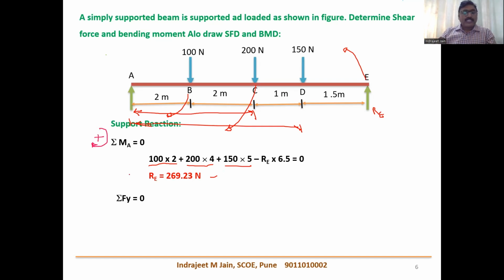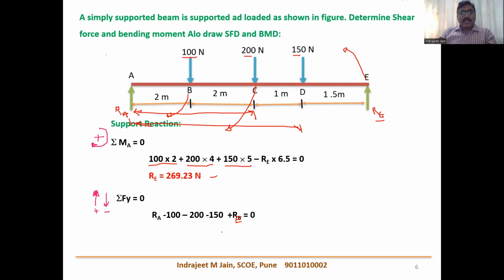Then summation of Fy, the another condition of equilibrium. Upward positive and downward negative. So this is the sign convention, upward positive, downward negative. Here RA, the support reaction at A, is upward, so upward positive. This 100 Newton is downward, negative. This 200 Newton is downward, negative. This 150 Newton is downward, negative. And RE is upward, so RE positive.